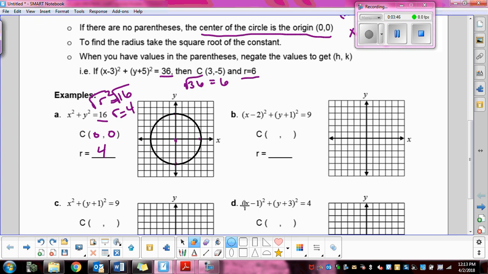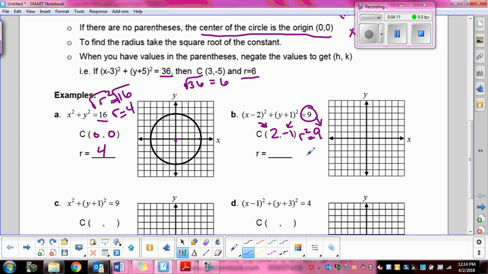Okay, so let's try this one out. It says x minus 2. So we know my x value is going to be positive 2. We're going to change the sign, right? And then y plus 1, so my y value is going to be -1 because I'm going to change the sign. And my r squared equals 9. So to find out what r is, we're going to take the square root, and the square root of 9 is 3. So my radius is 3.